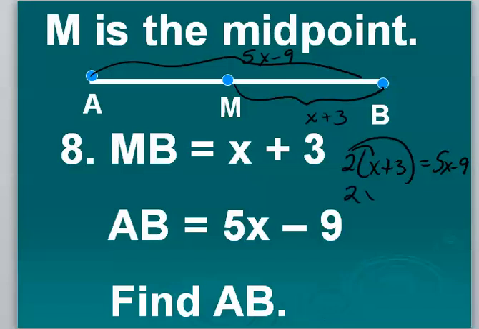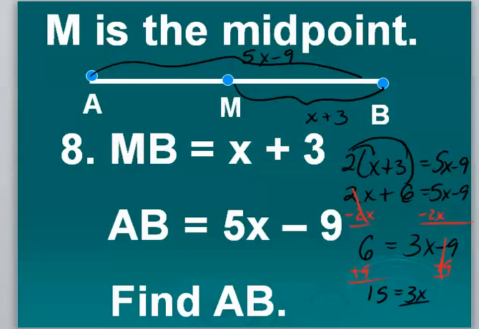2 times x is 2x. 2 times 3 is 6. Be sure you include your plus between. I'm going to move my smaller x value by subtracting 2x. That will give me that 6 equals 3x minus 9. All my x's are on the right. I'm going to move the numbers to the left, so I'm going to add 9 to both sides. 6 plus 9 is 15. 15 equals 3x. And if we divide by 3, x is 5.